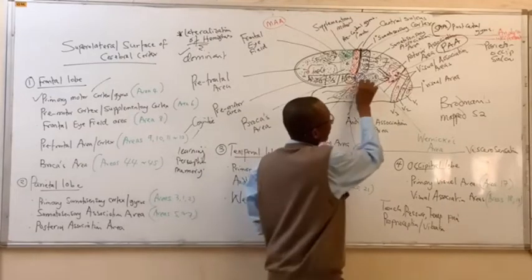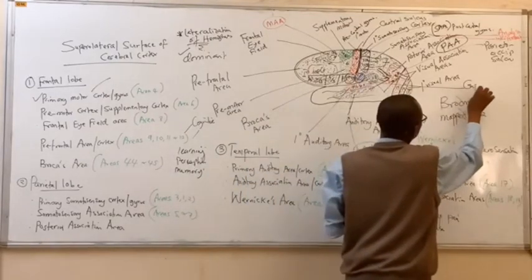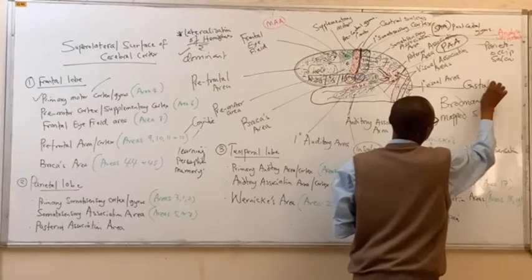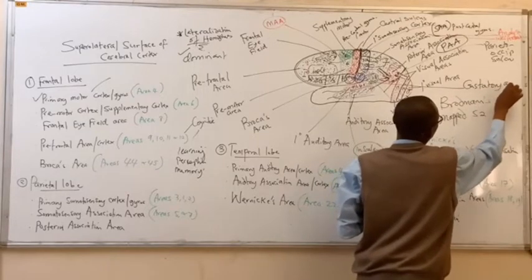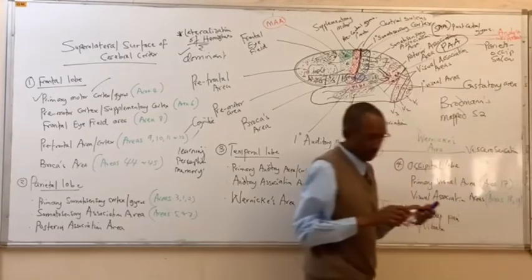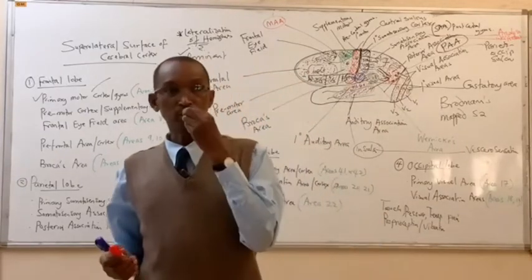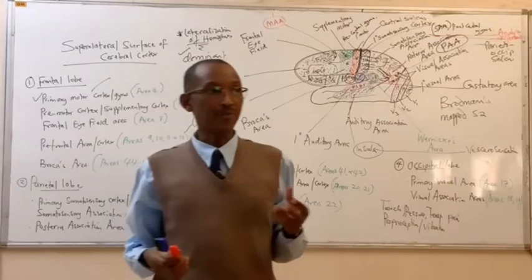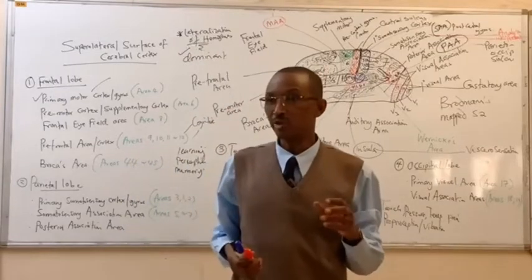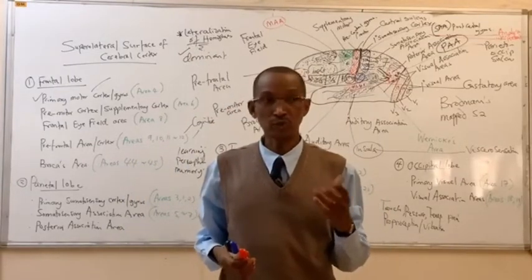Also, part of this inferior aspect of the somatosensory area, which I said is hidden in the insula, is what you call the gustatory area. This gustatory area is responsible for taste. That is for you to be able to understand what you put into your mouth, whether it is sour, salty, bitter, and so on and so forth.